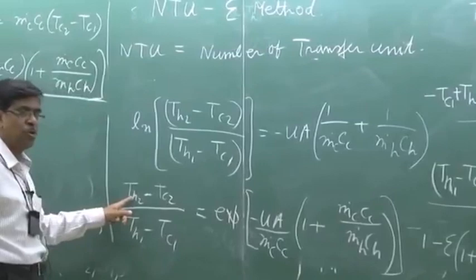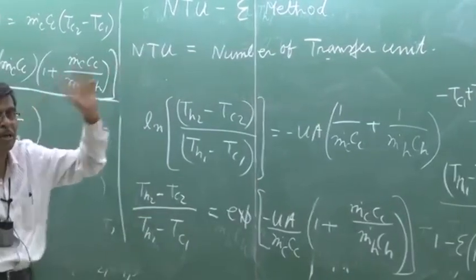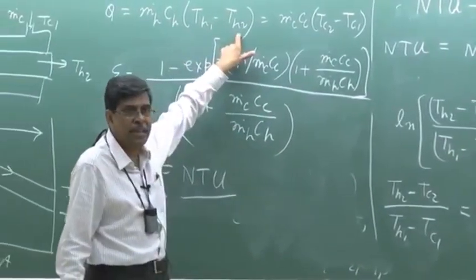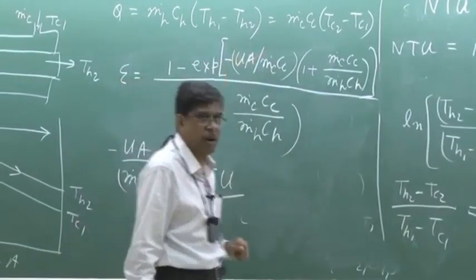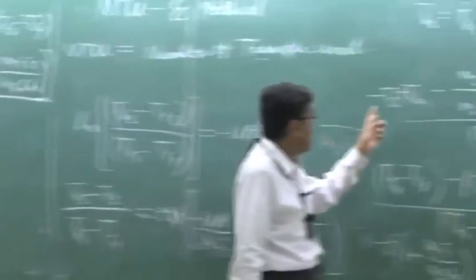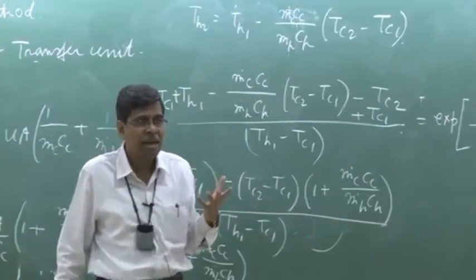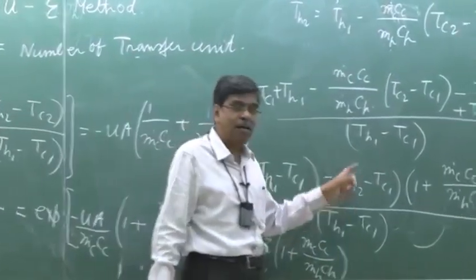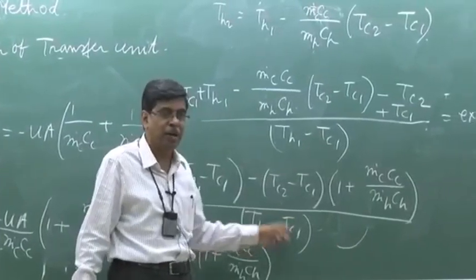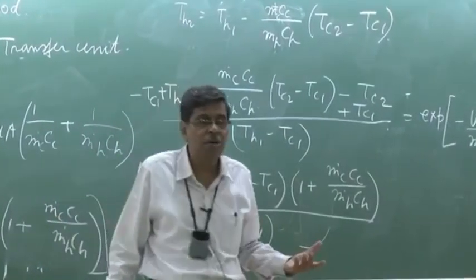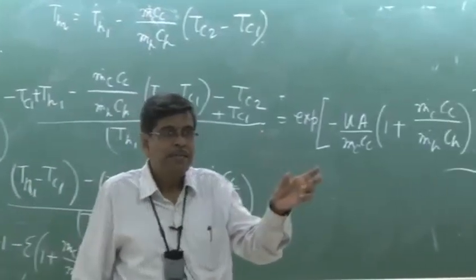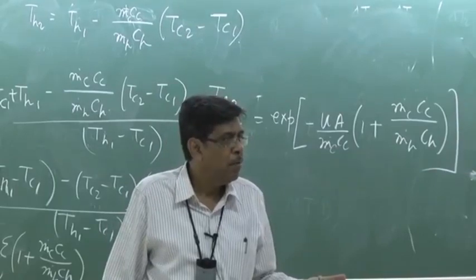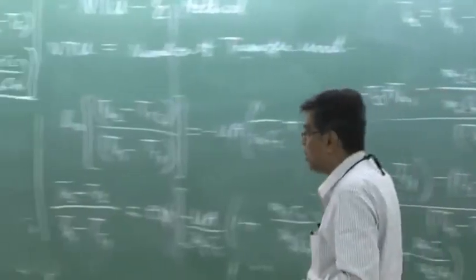Here TH2 will remain as it is. TC2 will be replaced in terms of other temperatures from here: TH2, TH1 and TC1. And after that I will add and subtract TH1. And in that case I will use the definition of epsilon as TH1 minus TH2 divided by TH1 minus TC1, because the definition of epsilon is the change of temperature for the minimum fluid over the maximum change of temperature available in the heat exchanger.